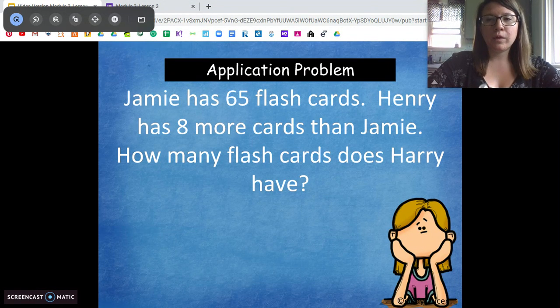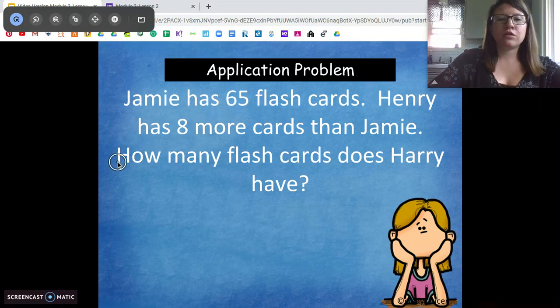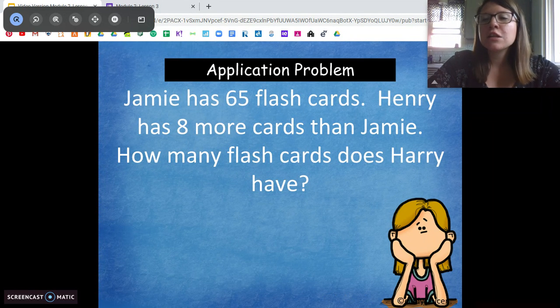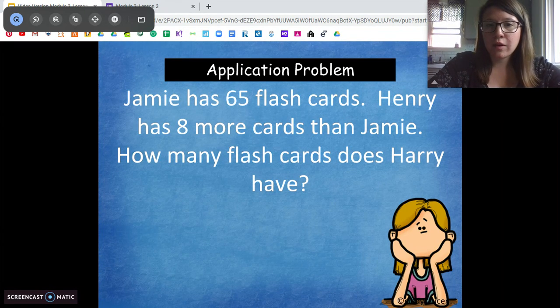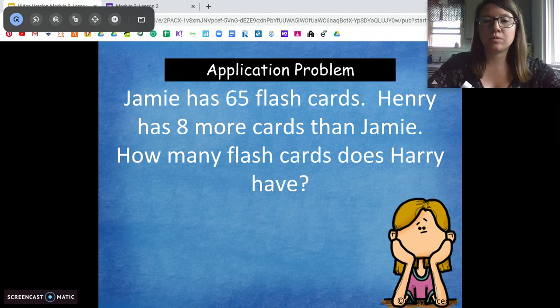Okay, we want to figure out how many flashcards Henry has. We want to know how many he has. And he has, I'm looking at this keyword, more than Jamie. So, pause the video, talk with someone at home. Are we going to add or are we going to subtract? How are we going to solve this problem?